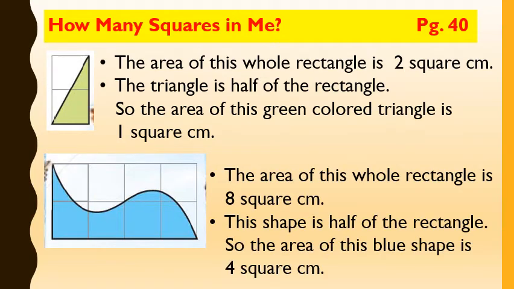The given rectangle consists of 8 squares. So, the area of this whole rectangle is 8 square centimeter. The shape shown divides the rectangle into 2 equal parts. So, the area of this blue shape is half the area of the rectangle. That is, half of 8 is 4 square centimeters.